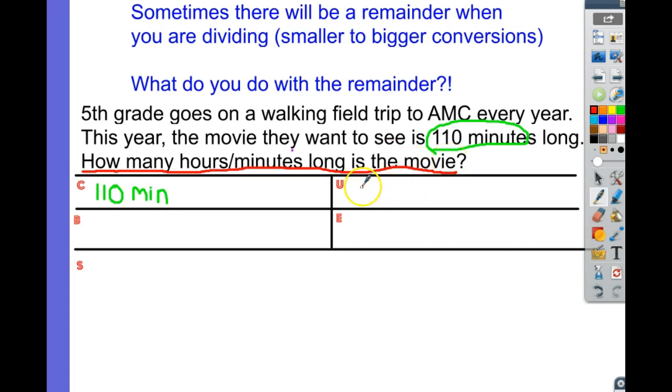So just so that we can see it, it's telling us to take the 110 minutes and convert it to blank hours and blank minutes. Okay? So that's what the question's asking us to do. 110 minutes equals how many hours and minutes? All right, now let's look at the B. What does the B stand for? It says box any important words here.